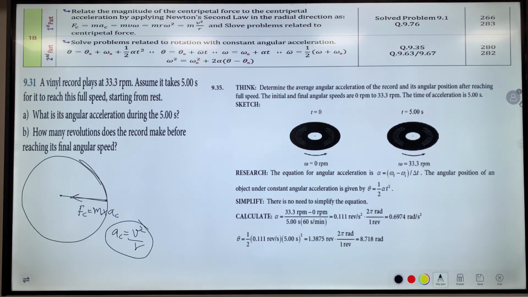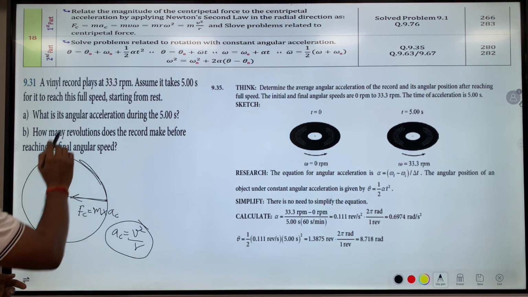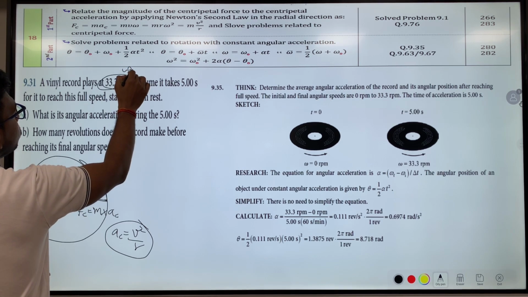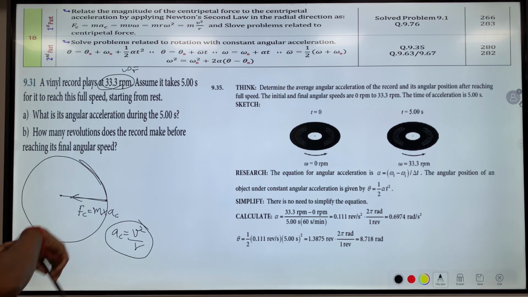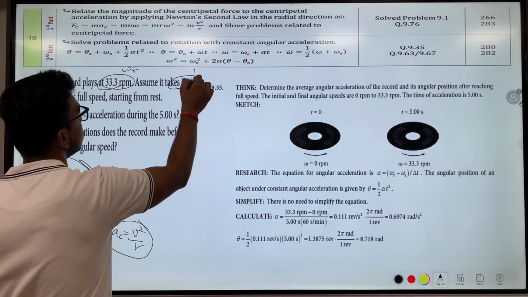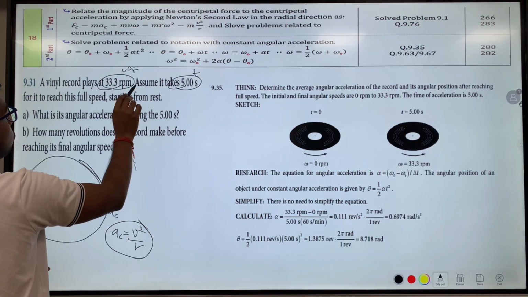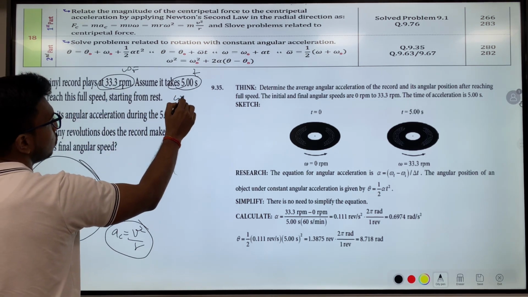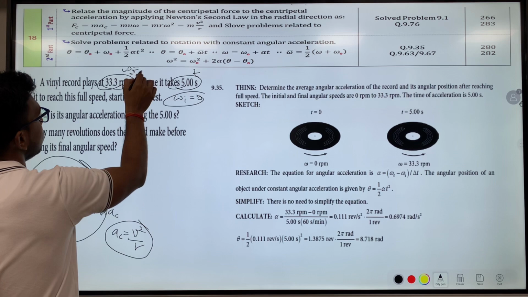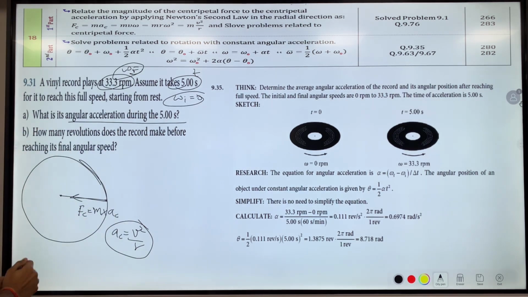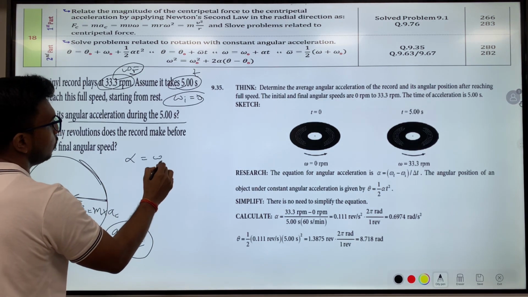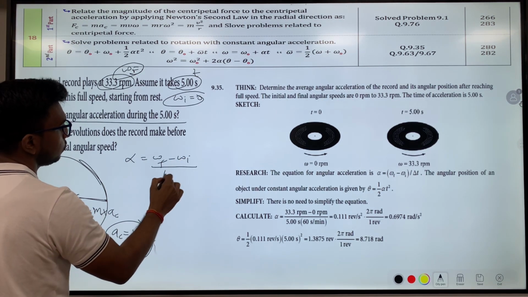So a vinyl record plays at 33.3 RPM. From here you can find out omega, whatever the value, 33.3 times 2 pi by 60. Assume it takes 5 seconds for it to reach its full speed. This is the time. If it starts from 0 and reaches full speed, omega initial is 0, omega final is this. What is its angular acceleration during the 5 seconds? You can calculate alpha is equal to omega final minus omega initial over time.